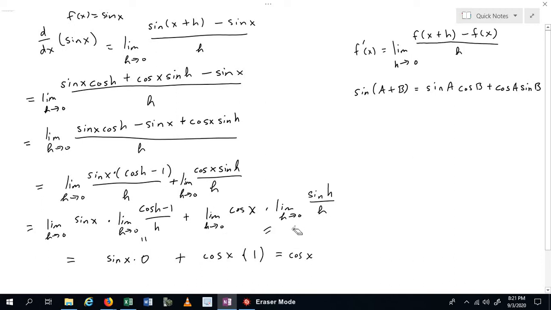Okay. And just remember that we're using theorem 310 to show that this limit is 0, and also to show this limit is equal to 1. So that's by theorem 310.